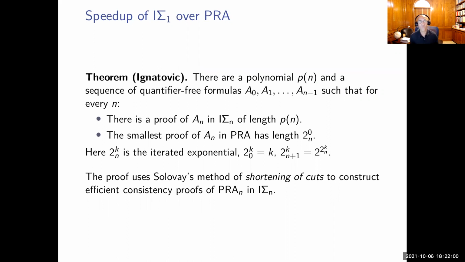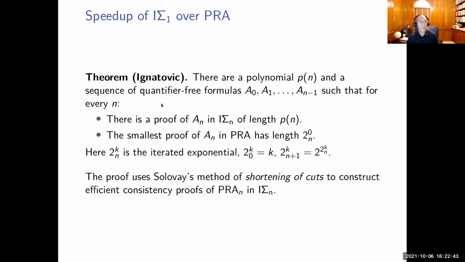But there's another important relationship between I-sigma-1 and PRA, which is that in the conservation result, there's a speed up involved, right? So there's a polynomial P and a sequence of quantifier-free formulas, A0, A1, up to A(N minus 1), such that for every n, there's a proof of the formula A_n. Oh, that should be in I-sigma-1 of length P of n. So there are polynomial size proofs of these formulas in I-sigma-1. But yet the smallest proof of A_n in primitive recursive arithmetic has length a stack of 2s. So this is 2 to the 2 to the 2 to the 2 to the 2 to the 2 to the n. So it's an iterated exponential.